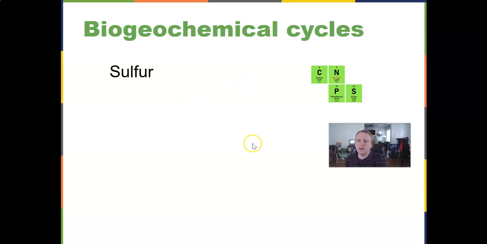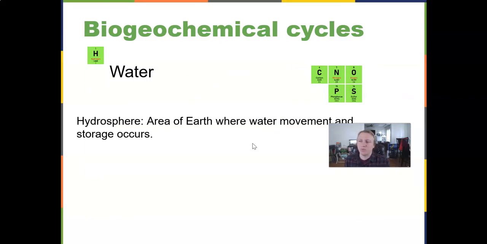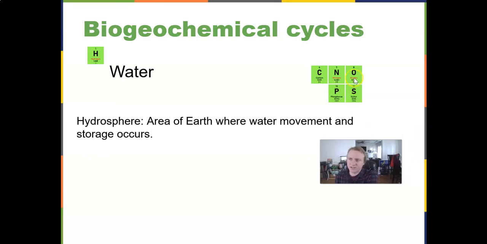And the last one is actually a molecule, and that is water, which is oxygen and hydrogen. I wanted to define the hydrosphere really quick. We talked about the biosphere, which is everywhere that life can exist on the planet. We also have the hydrosphere, which is the area on Earth where water movement and storage occurs. So you can think of the hydrosphere as where the water is. This is things like oceans, glaciers, clouds, rivers, streams, lakes, and ponds.